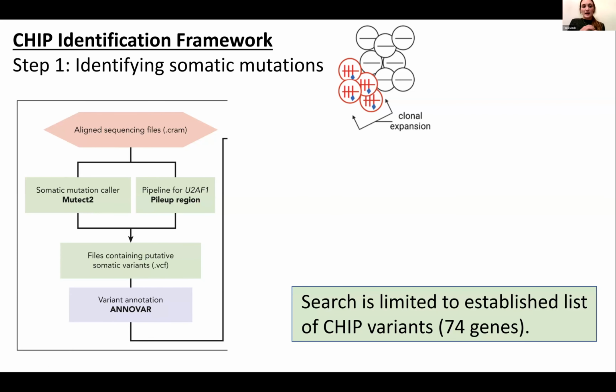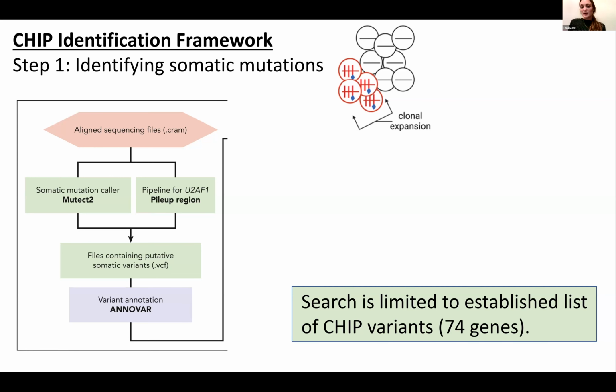In our pipeline, it gets a little complicated, but I'll give you the breakdown here. Essentially, we're going to be using a somatic mutation caller. There are lots of widely available callers that you can use. Mutect2 tends to be the one that the CHIP field uses most frequently. All this does is it takes your sequencing files and identifies somatic mutations that are present across the sequencing calls. And so you get a list of somatic mutations that are identified.